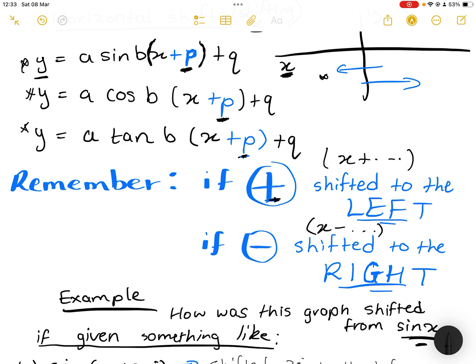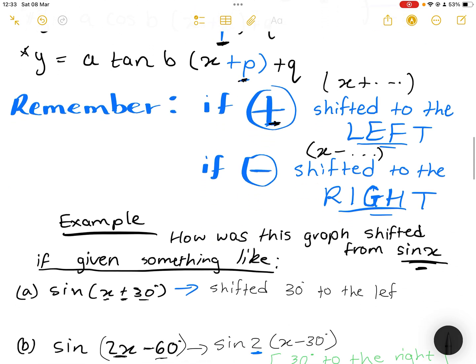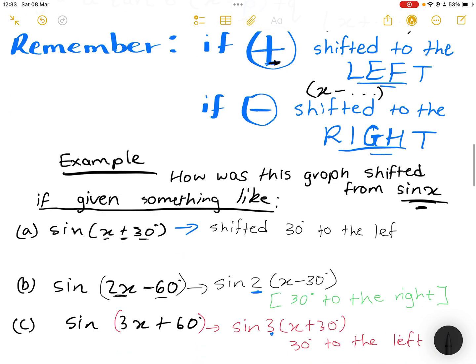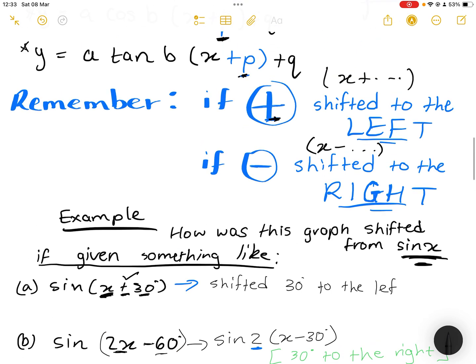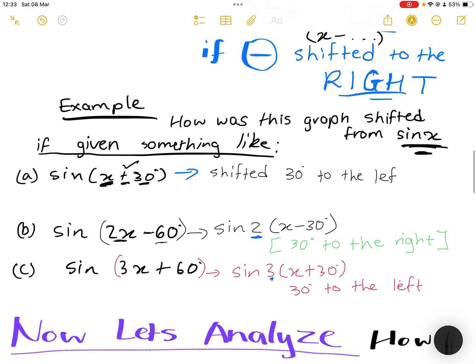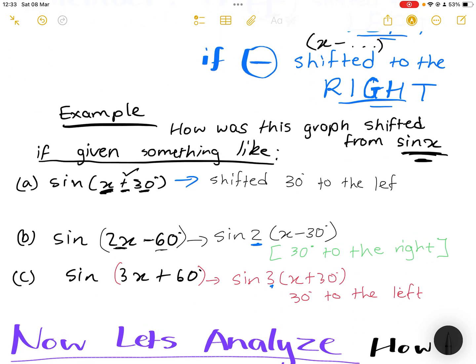Okay, let's look at this example. How was this graph shifted from sine x? Your original graph was sine x, but then they shifted it, and they said x plus 30. There's a plus and there's an x alone. So that means the plus is going to the left. How many degrees to the left? Shifted 30 degrees to the left.